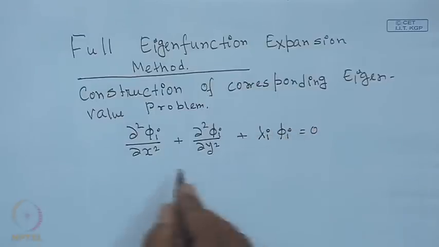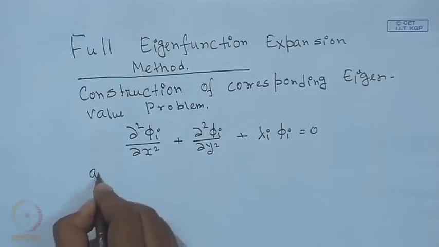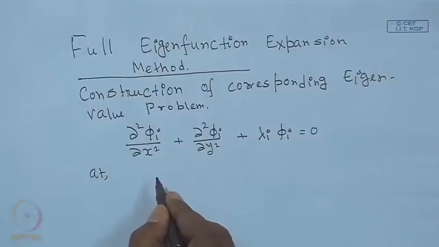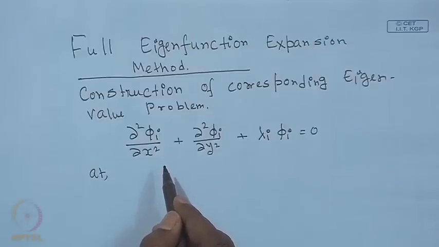Here, in both the directions we are having the homogeneous conditions. Therefore, the parent problem for this eigenvalue problem is nothing but the Green's function. Since the boundary conditions of the Green's function are all homogeneous, the eigenvalue problem phi i must be having homogeneous boundary conditions.